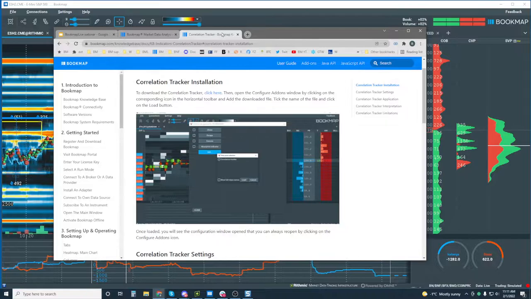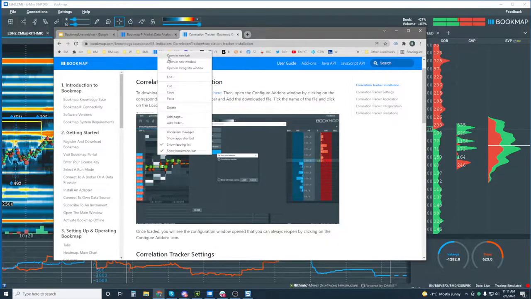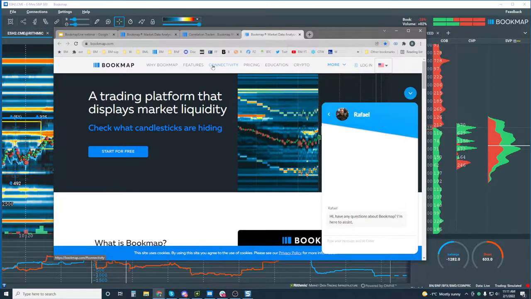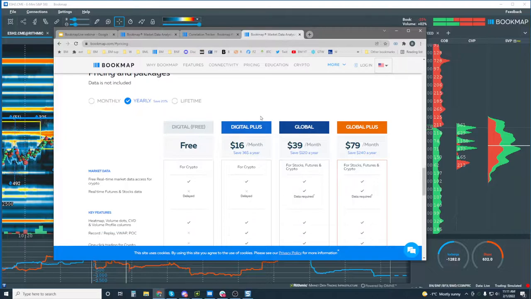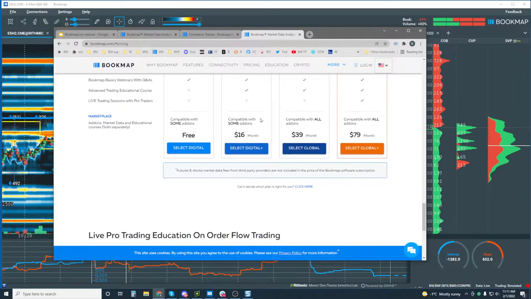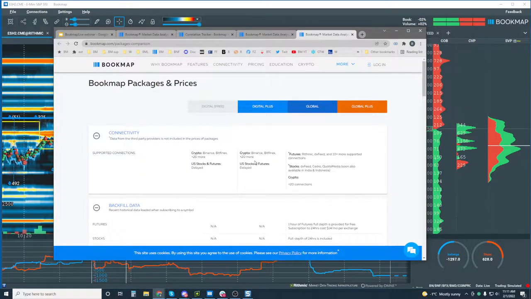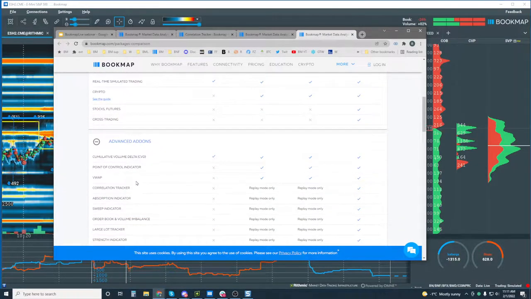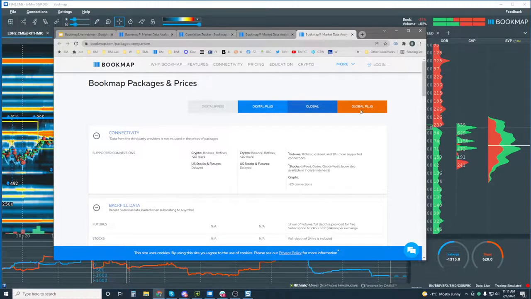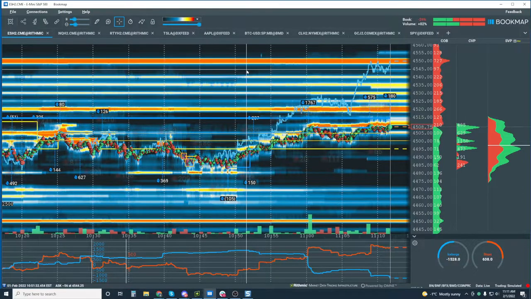Okay, I think it's for, let's take a quick look in Bookmap here. And we'll go to pricing. And let's scroll down a bit and look for it under here, all the different versions in here. Advanced add-ons, correlation tracker. Okay, so you need to have Global Plus for that. Okay, Global Plus version. Yep, you're welcome, Suleiman.